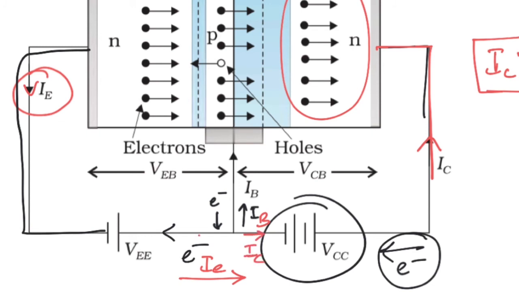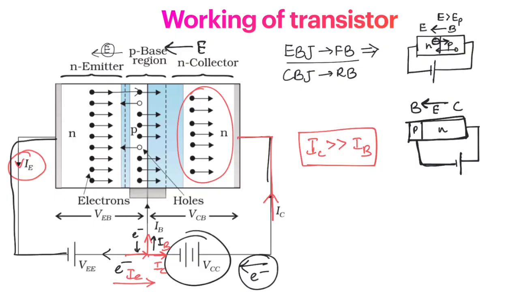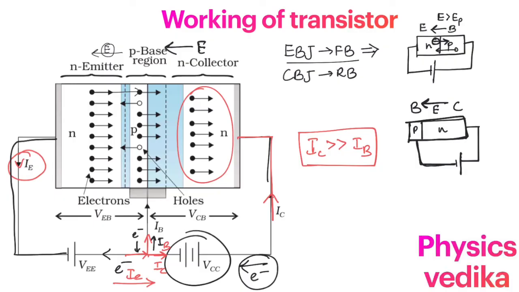right? So the IE which is entering this way is dividing into IB and IC. Yes or no, right? We can say that IE equals the emitter current, which is the starting one, is giving the collector current as well as the base current. From where we are getting this collector current as well as the base current? From the emitter current. Understand, right? So that is the idea about the working of the transistor.